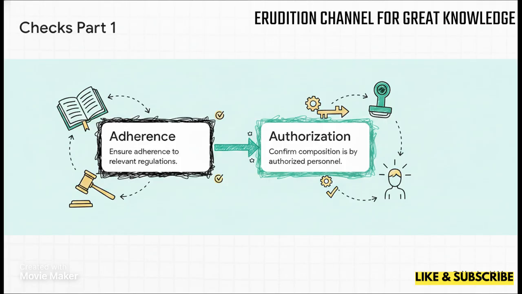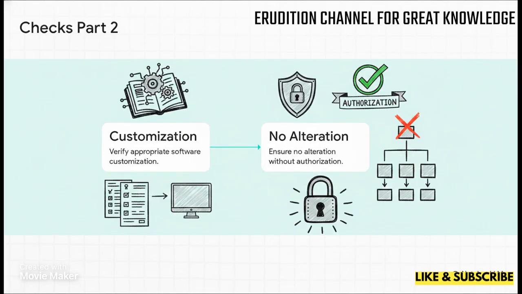Second, you must confirm that the composition was decided only by the person or persons explicitly authorized by the organization to do so. You're checking for regulatory compliance and you're checking internal authority. Moving on to the final 2 mandatory checks.